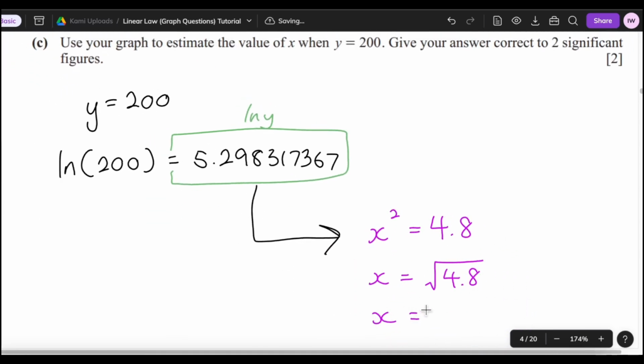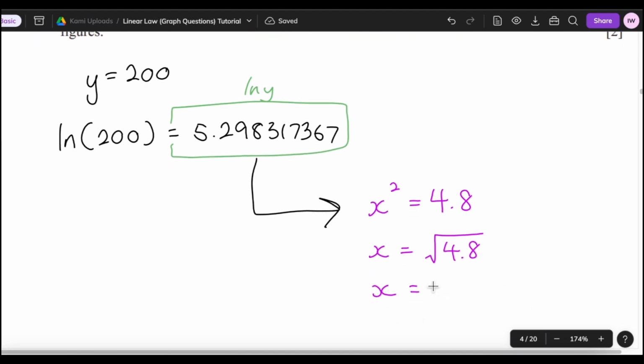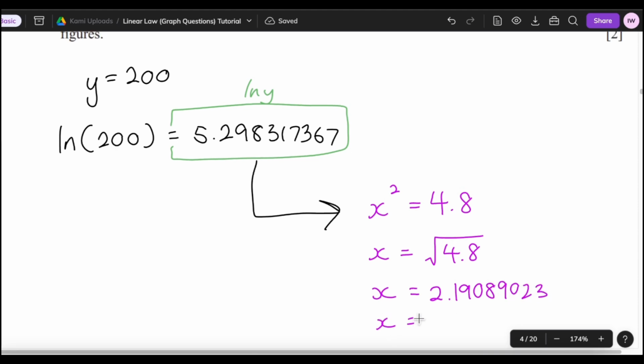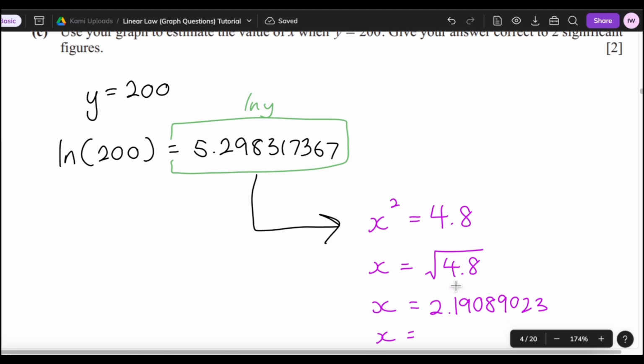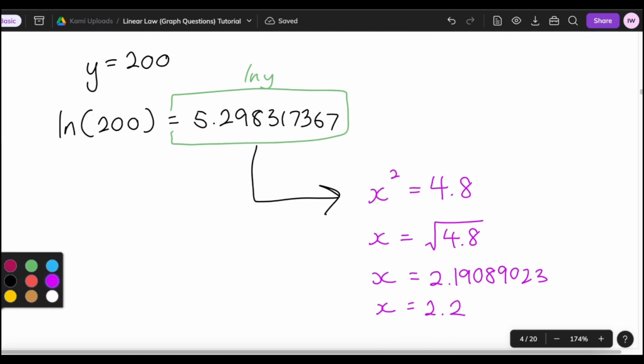Let's go ahead and see what this would be. I'm just going to square root 4.8 here. And we get 2.19. Let's round that to 2 significant figures. So that's going to round here. And that's going to be 2.2.